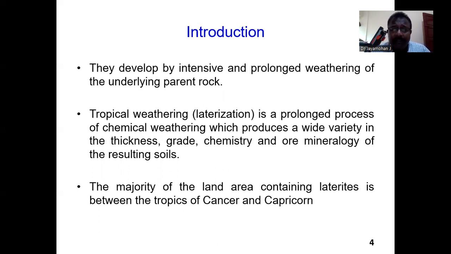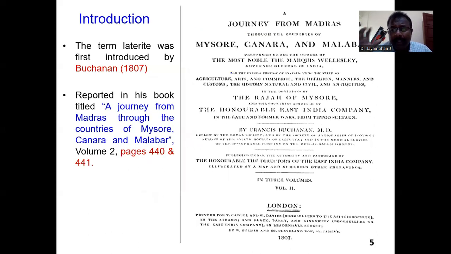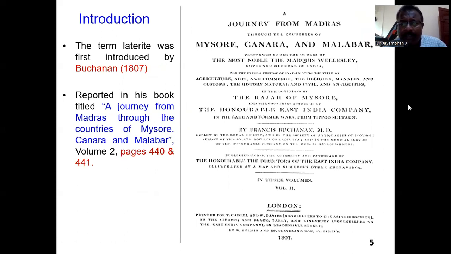Now, the majority of lateritic deposits are found between the tropics of Cancer and Capricorn. Initially, the term laterite was given to this soil by a traveler named Buchanan. In the early 19th century, in 1807, he traveled through present day Karnataka and North Kerala. Those days, these were different kingdoms. These were the kingdoms of Mysore, Kannada, which means the southern part of Karnataka and Kasaragod, and Malabar.